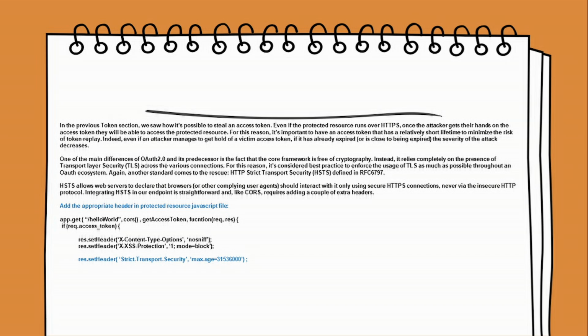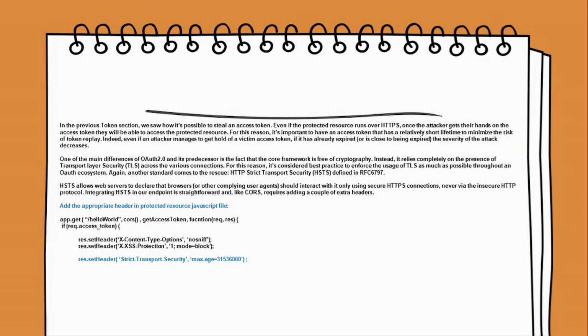In general, in industry, the token lifetime is short for the access token. Indeed, even if an attacker manages to get hold of a victim's access token, it has already expired. If it has already expired, the severity of the attack decreases. Correct, that is true.